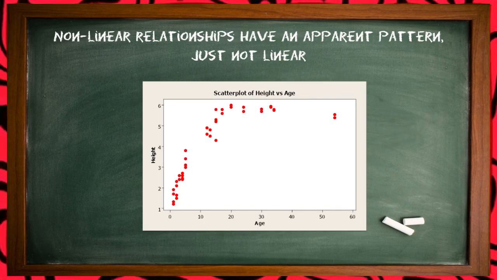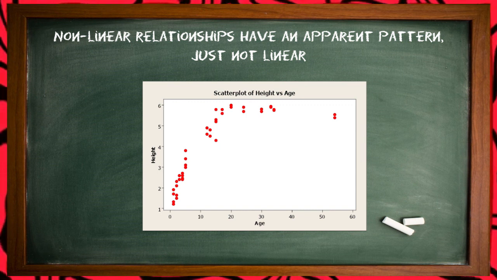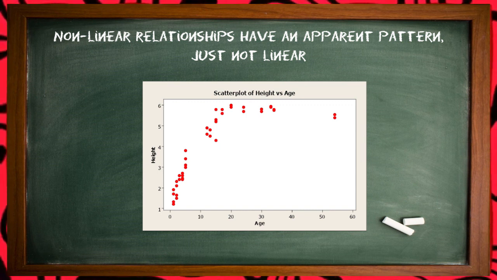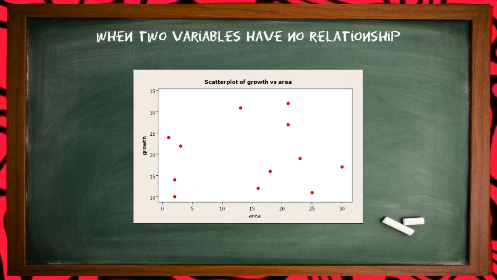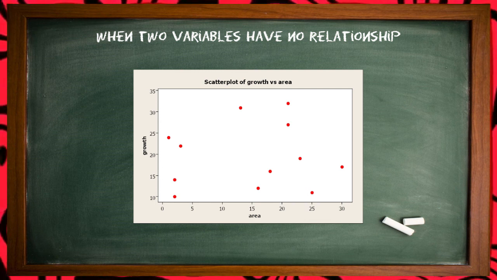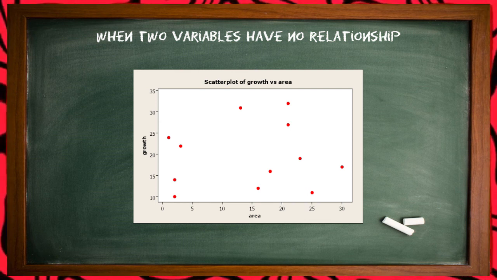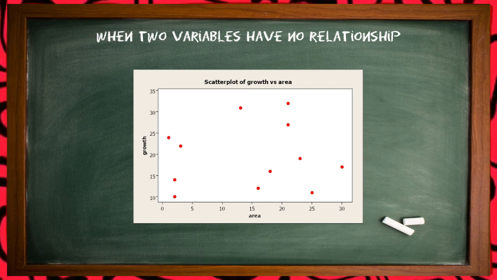Non-linear relationships have an apparent pattern, just not linear. For example, as age increases, height increases up to a point, then levels off after reaching a maximum height. When two variables have no relationship, there is no straight line relationship or non-linear relationship. When one variable changes, it does not influence the other variable.